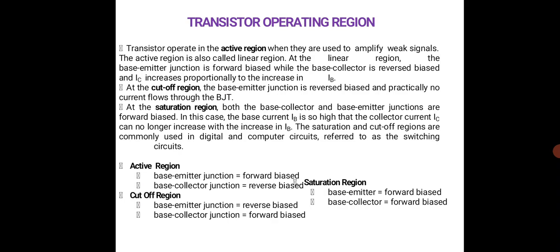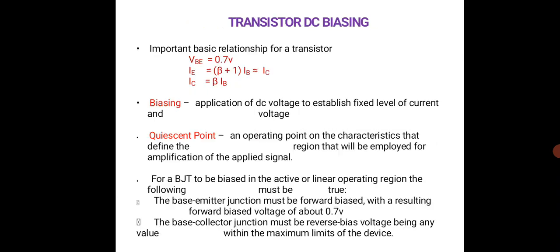The saturation and cutoff regions are commonly used in digital and computer circuits, where the transistor is used as a switching circuit. The active region is basically for the operation of a transistor as an amplifier, whereas when you want to use a transistor as a switch, you can make use of the saturation and the cutoff regions.